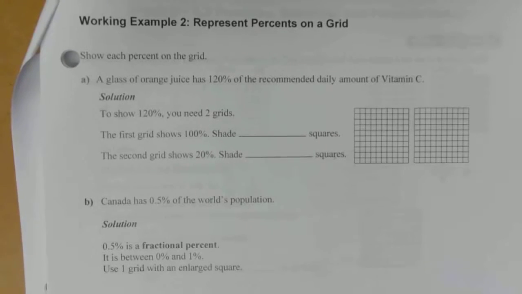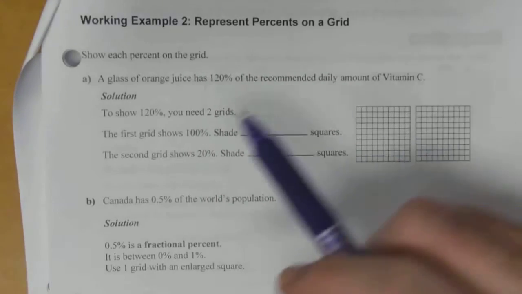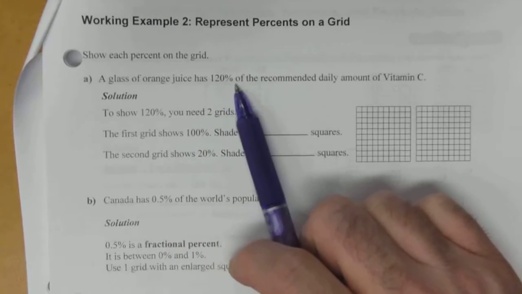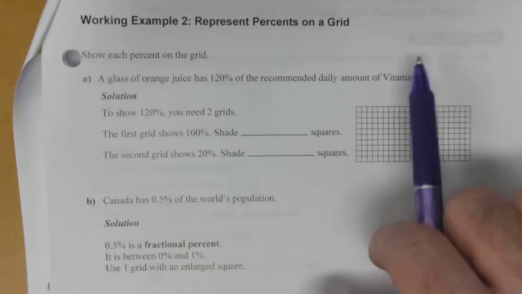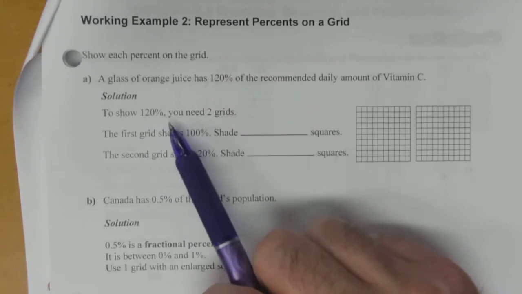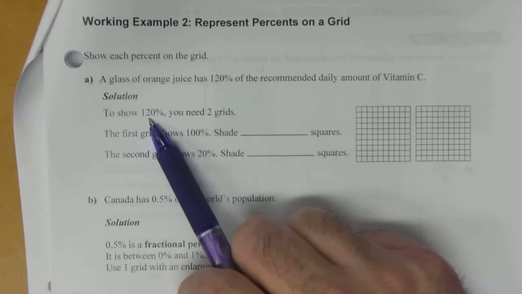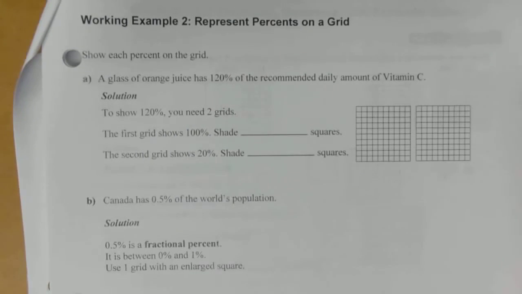Number 2, representing percents on a grid. Show each percent on the grid. A glass of orange juice has 120% of the recommended daily amount of vitamin C. So to show 120%, you're going to need 2 grids. One grid will do 100%, but we've got more than that, so we need something to do the extra.